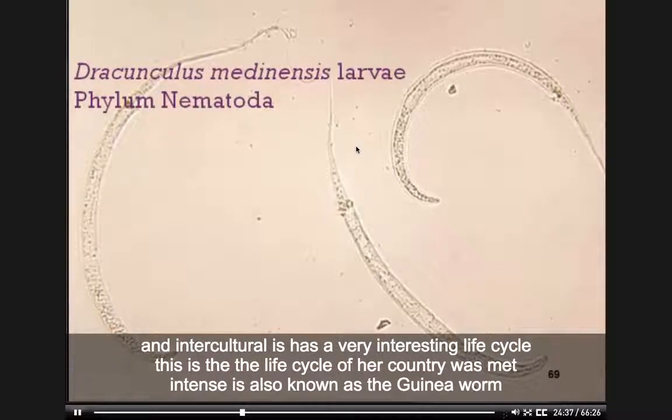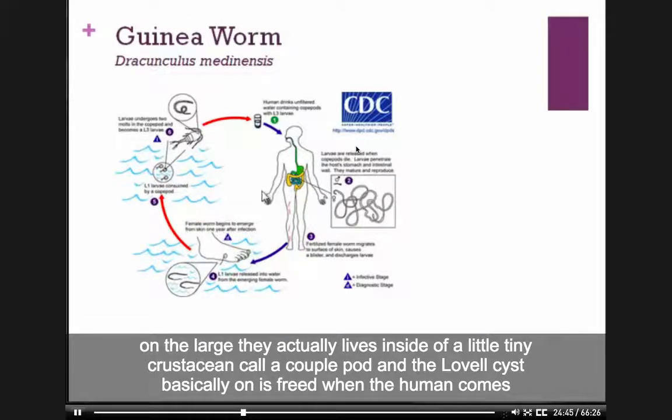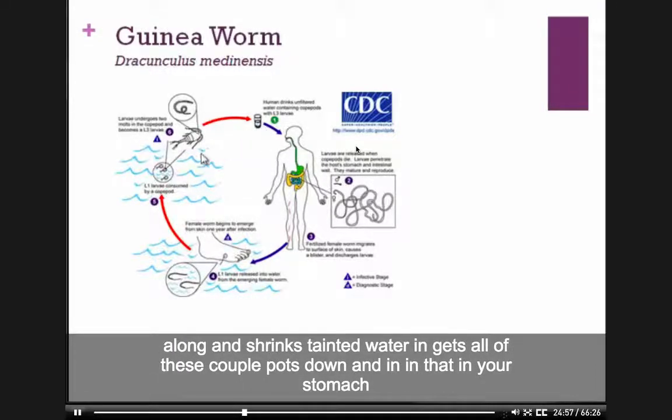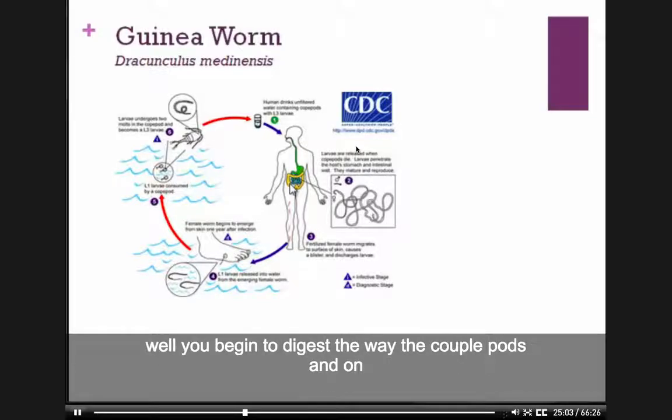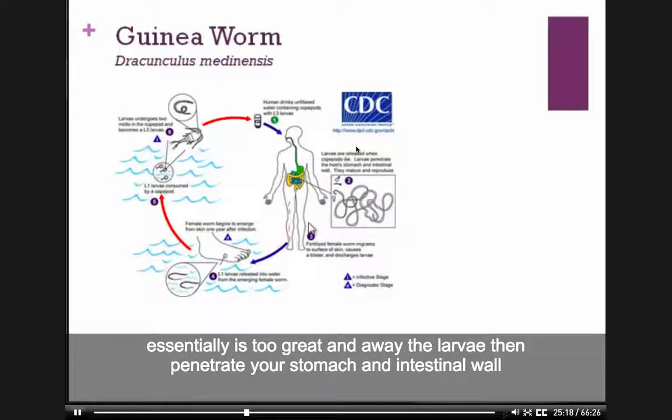And Dracunculus has a very interesting life cycle. This is the life cycle of Dracunculus medinensis, also known as the guinea worm. The larvae live inside of a little tiny crustacean called a copepod. The larval cyst is freed when a human comes along and drinks tainted water and gets some of these copepods down in the stomach. You begin to digest away the copepods, and then the worms are freed. They enter your body, and the larvae are released when the copepod is degraded away.